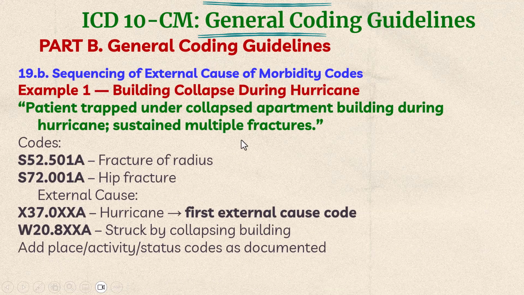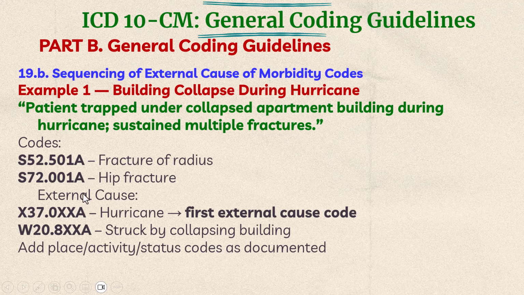So let's see some examples. Example 1, building collapse during hurricane. The patient trapped under a collapsed apartment building during hurricane sustained multiple fractures. So here you have to code first the injuries, that is S52.501A for fracture of radius and S72.001A for hip fracture, if these occur.